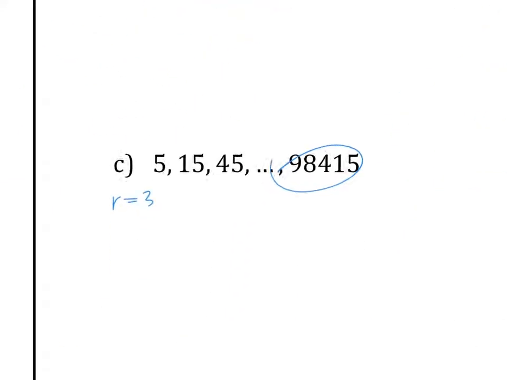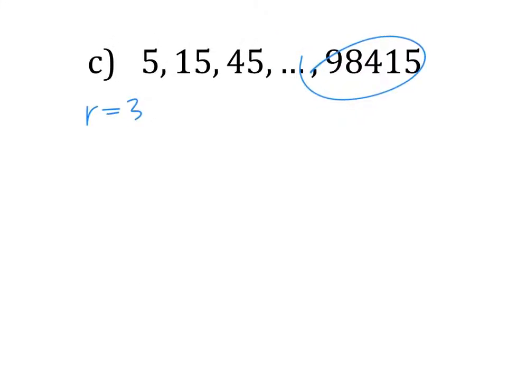All right, so let's look at this one. R is 3. The question is, what is this n number? How many terms are there? This one is a little hard to do. So what we want to do is probably start with your explicit formula again. So explicit formula is a1 times r to the n minus 1. Hopefully you remember that from homework last night.